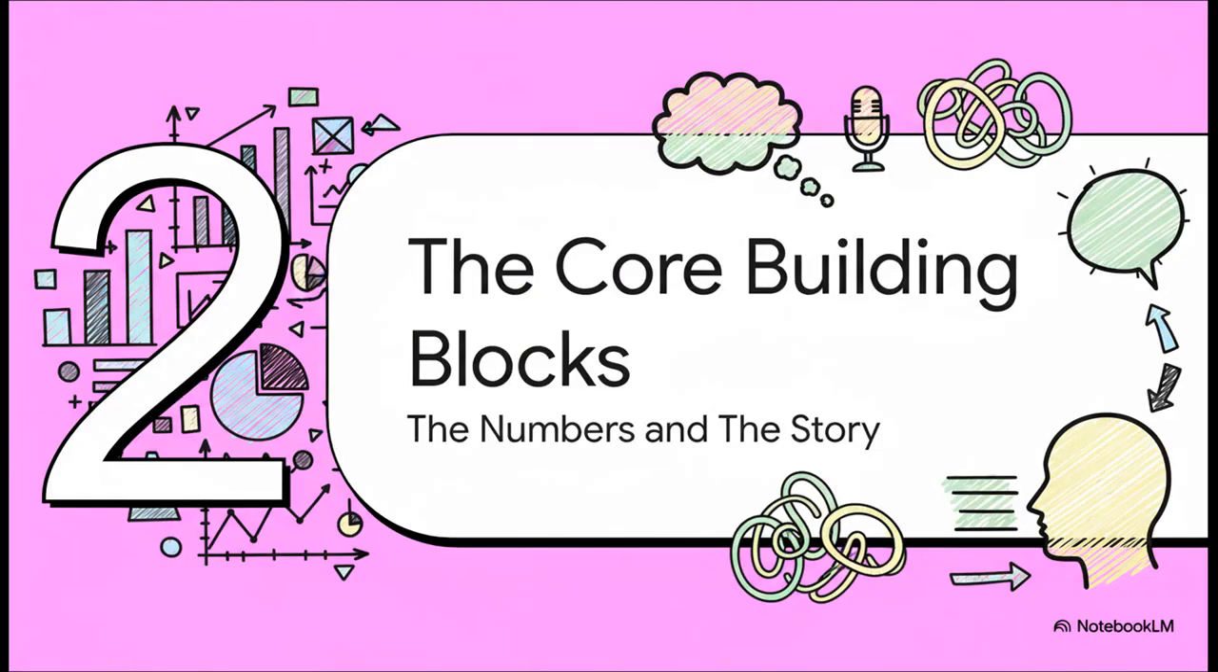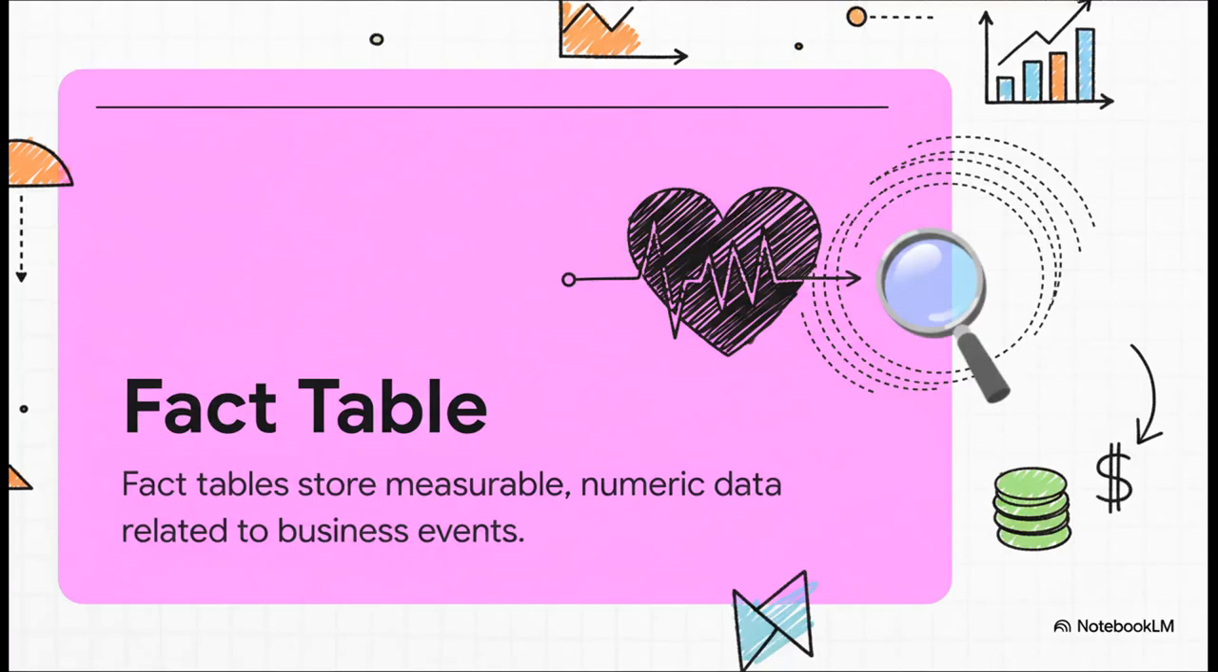Okay, so how does this magic actually work? It's actually pretty simple when you break it down. It really all comes down to two core building blocks. And I love this way of thinking about it. You've got the numbers and you've got the story. First, let's talk about the fact table. This is where the numbers live. It is the absolute heart of the model. It captures all the measurable stuff, the hard metrics from a business event. We're talking sales amount, how many units were sold, what the profit was, anything you can add up or average. This table tells you what happened.